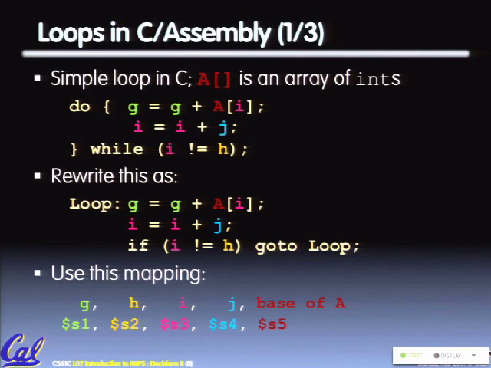G equals G plus A of I, I equals I plus J, and while I is not equal to H. Very common piece of code. You might see this all around. You rewrite this as stank C, which is here's a label, here's a go-to. And you can see why this is the same thing.